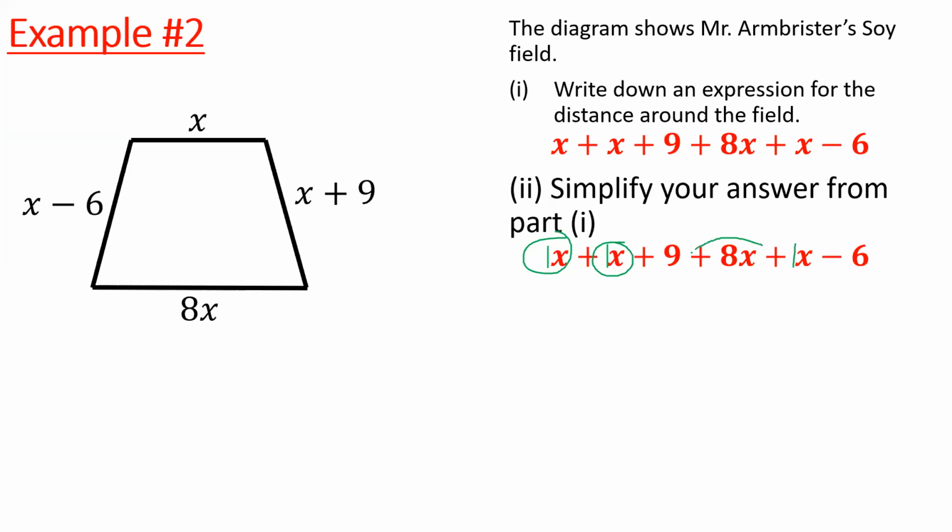Plus another 8x is going to be what? 10x. Very good. And then plus another x is going to be 11x. So we have x plus x, which is 2x, plus 8x is 10x, and then plus another x is 11x. So that's where we get the 11x from.